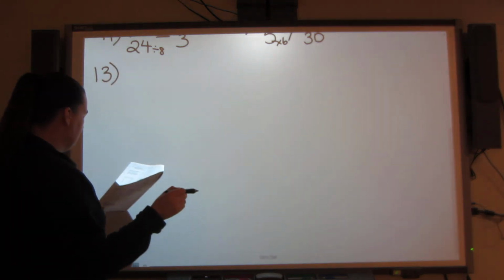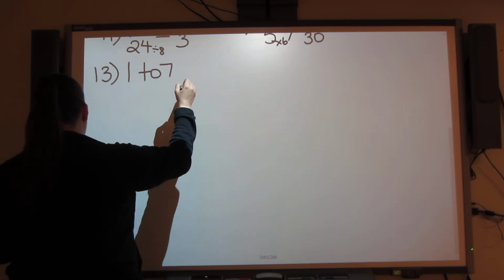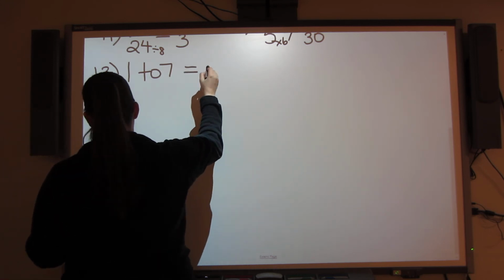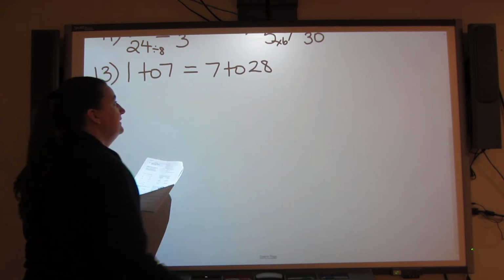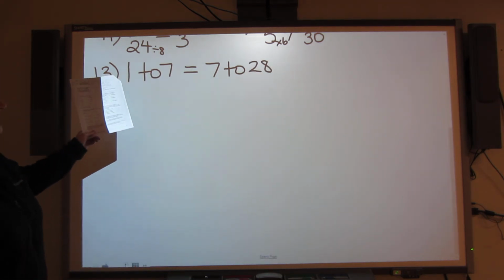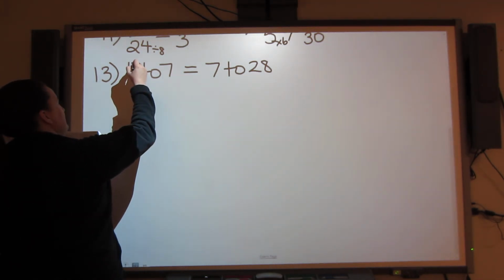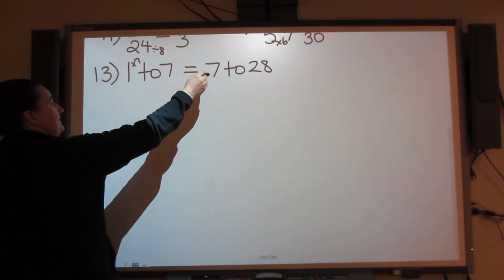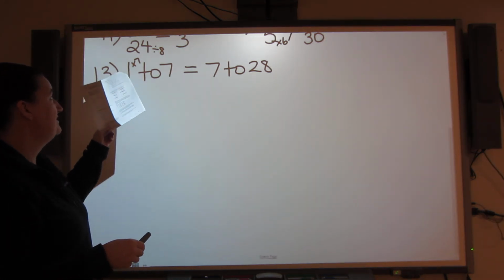So number 13, I have 1 to 7. Does that equal 7 to 28? Let's find out. How do I turn 1 into 7? I have to multiply it by 7. 1 times 7 is 7. So far, the statement is true.